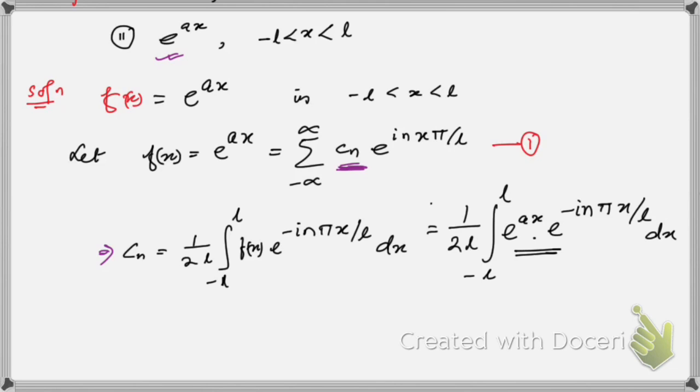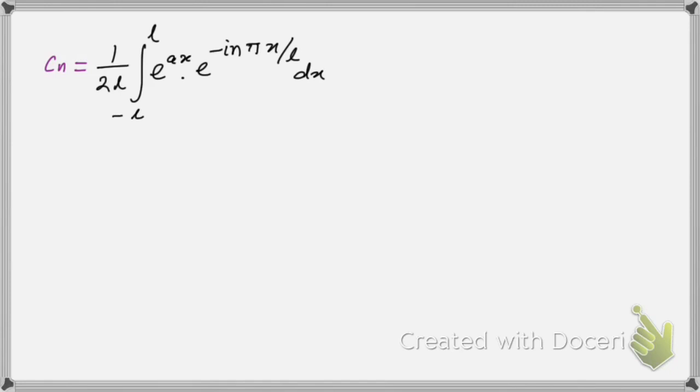Here you see this f of x is replaced by the given function, a to the power x, right? Now let's go to the next slide. So this is the value of Cn we have got. Now if we simplify this, applying the laws of indexes, we are going to have 1 by 2L, integration from -L to +L, e to the power ax minus i n pi x by L, dx.